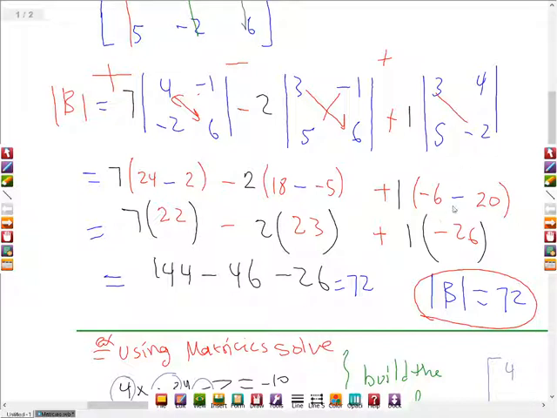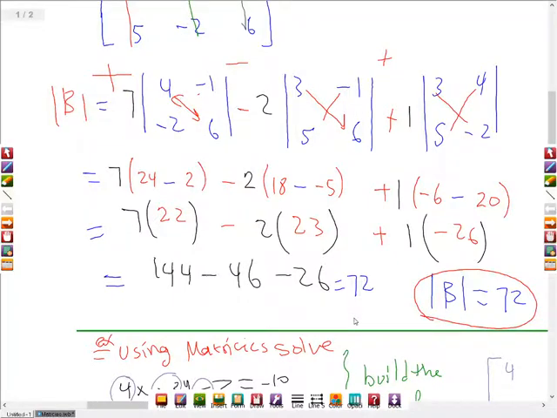-6. The minus is minus. 4 times 5? 20. Now, multiplication, 24 minus 2, 22. The 2 negative becomes positive. 18 plus 5, 23. 23. -1, -6. Now 144 minus 46 minus 26 equals 72. Use your calculator to find these numbers.